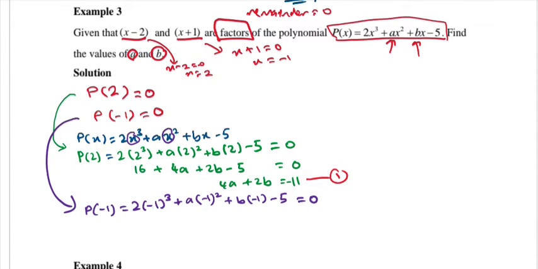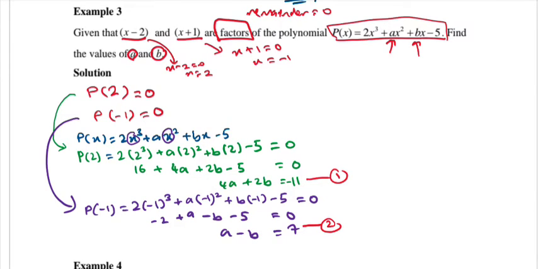So what is negative 1 to the power 3? It will be negative 1 times 2, which is negative 2. Negative 1 squared is positive 1. And this will be a times 1, which is a. Negative 1 times b is minus b. And then minus 5 equal to 0. Leave a and b on the left side. Everything else should be on the right side. So this is your second equation.